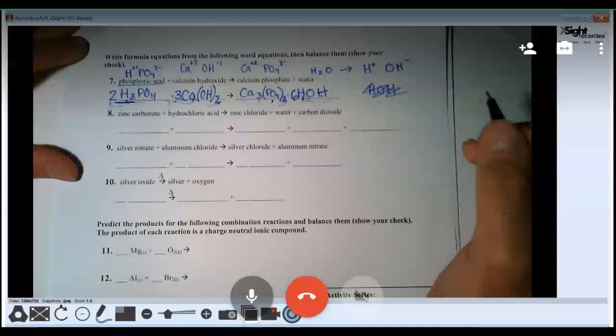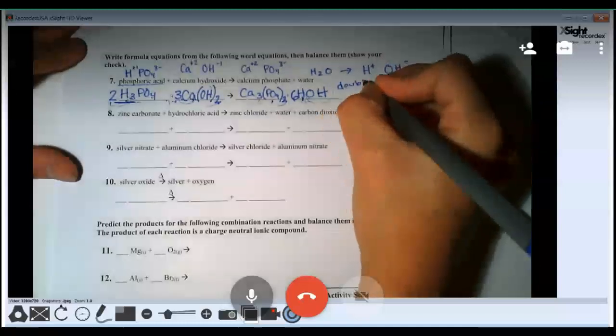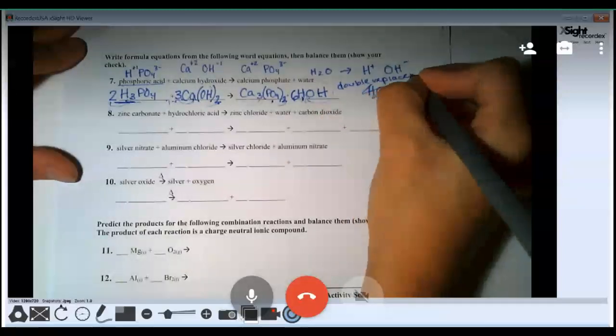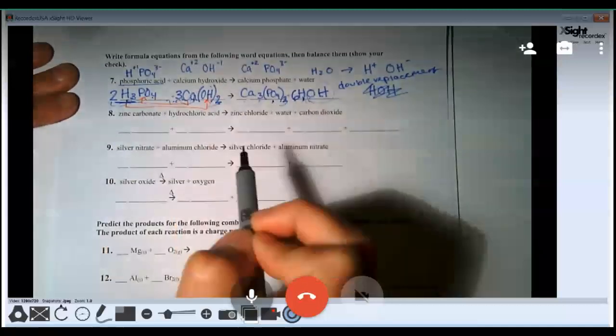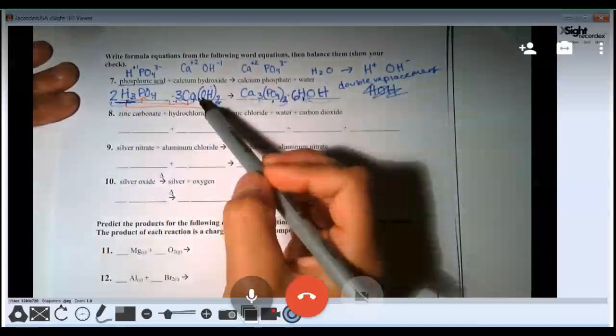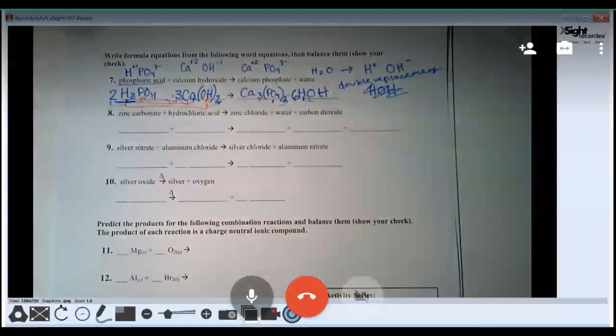So now that we went through all that headache of balancing, what kind of reaction is this? Is that a double replacement reaction? Yes, it is double replacement. If you look carefully at it, you might notice that hydrogen came over and bonded with OH, so we got HOH, and then calcium bonded with the phosphate, calcium phosphate. So they switched partners, the cations swapped places, and we got our opposite products. So it is a double replacement reaction.